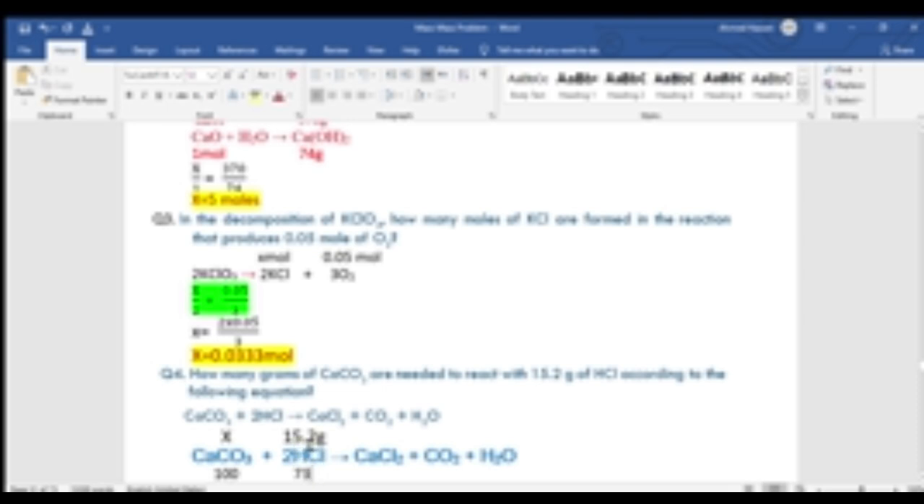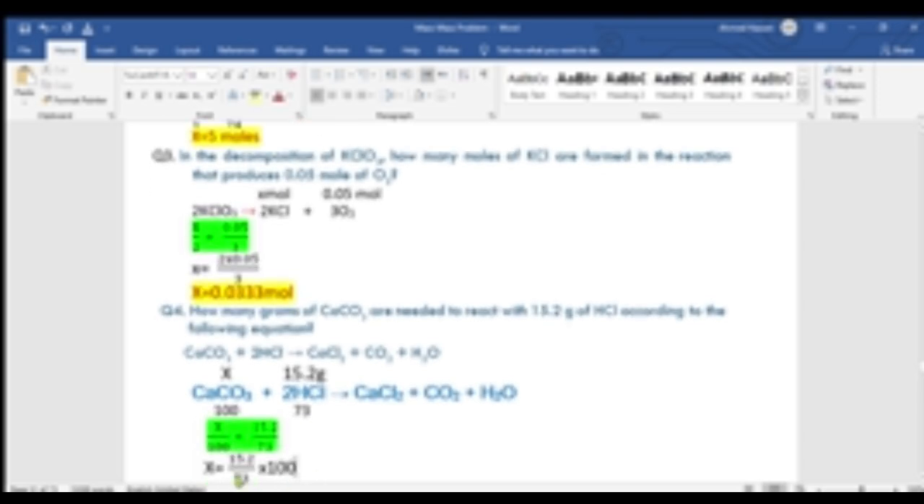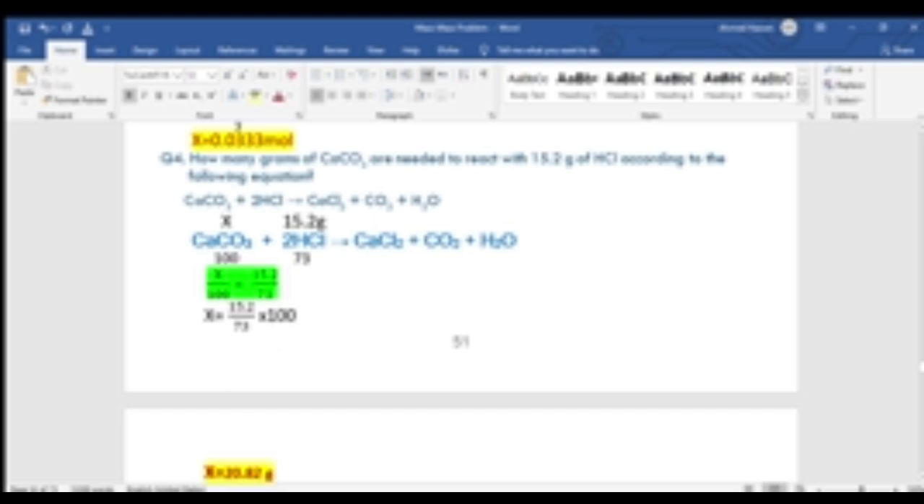Therefore, 15.2 over 73 is equal to x over 100. X will be 100 times this number over 73. X is equal to 100 times 15.2 over 73. 15.2 times 100 is 1520, divided by 73. Therefore, the value becomes 20.8 grams.